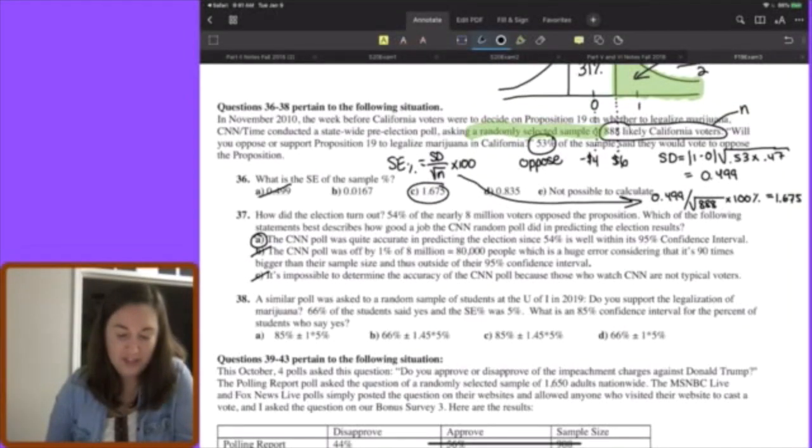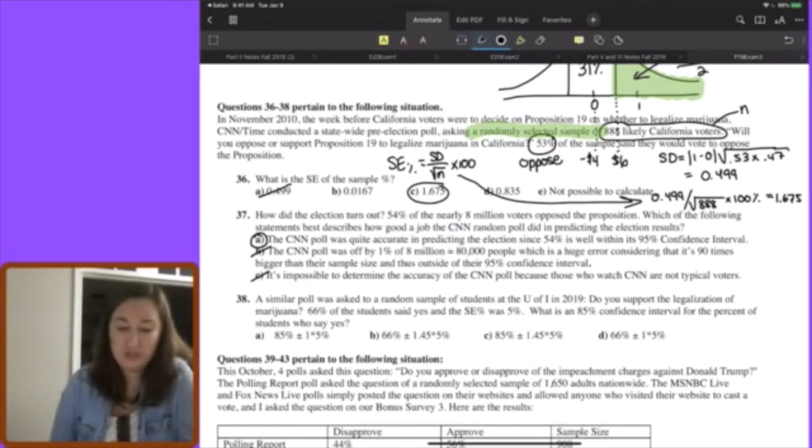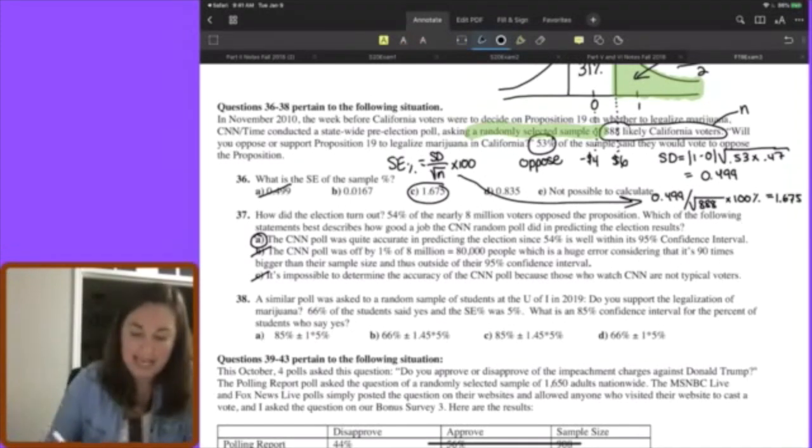What else do we have here? A similar poll was asked to a random sample of students at the U of I in 2019. Do you support the legalization of marijuana? This was a survey I found, and 66% of the students said yes, and the standard error was 5%. What is an 85% confidence interval for the percent of students who say yes?